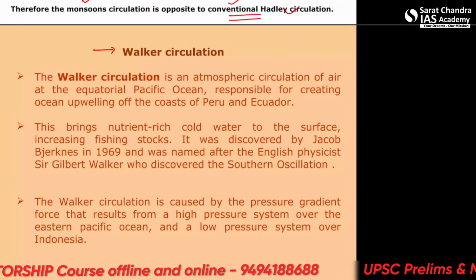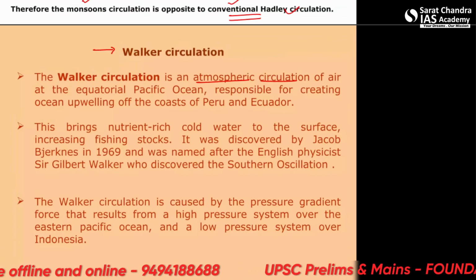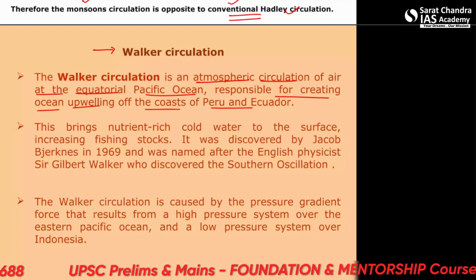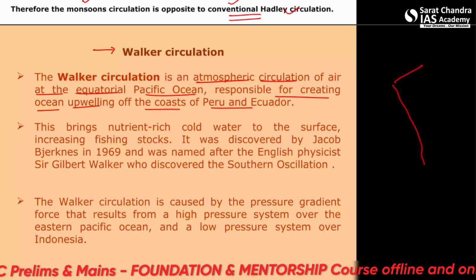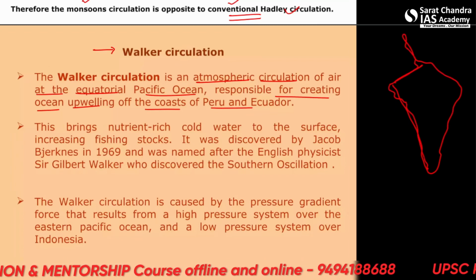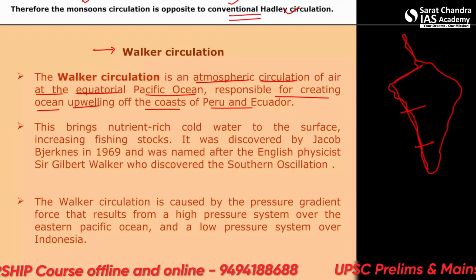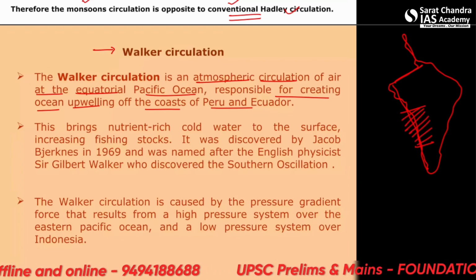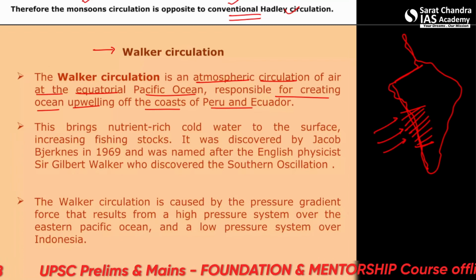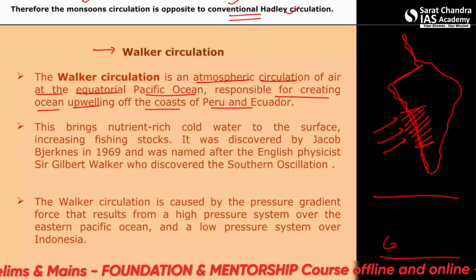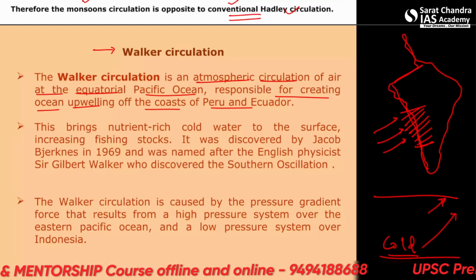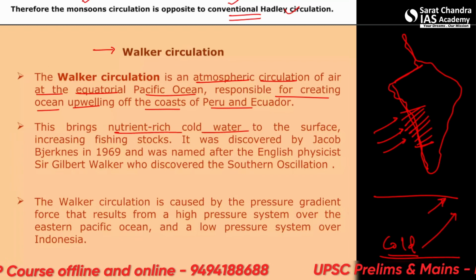One is Walker circulation. The Walker circulation is an atmospheric circulation of air at the equatorial Pacific Ocean, responsible for creating ocean upwelling off the coast of Peru and Ecuador. So we are talking about the Southern Americas here. Alright. So we are talking about Peru and Ecuador, this portion. So upwelling is happening here. Alright. That means the cold sea water which was on the downside is coming upwards toward the coast. So this is good for fishing. So this brings the nutrient-rich cold water to the surface, increasing fishing stocks.